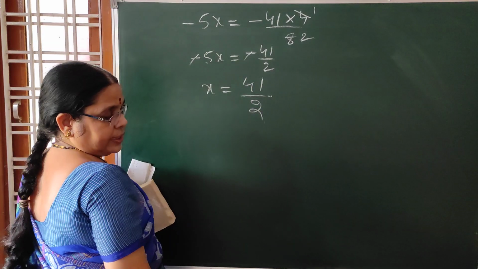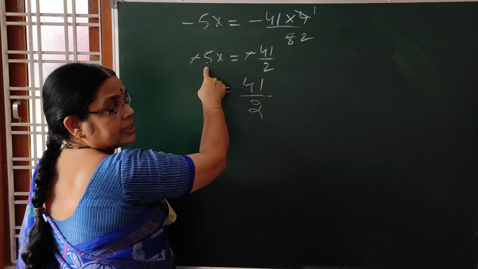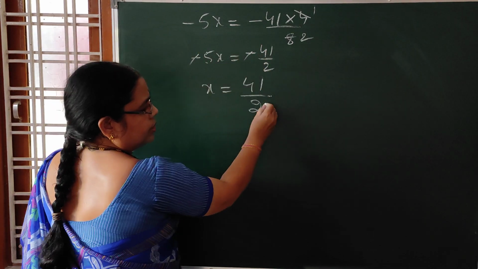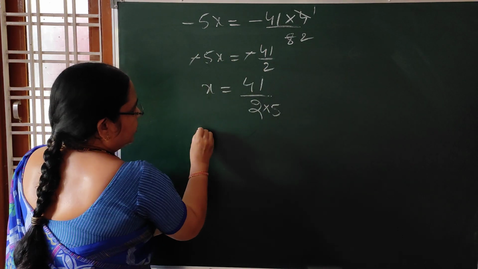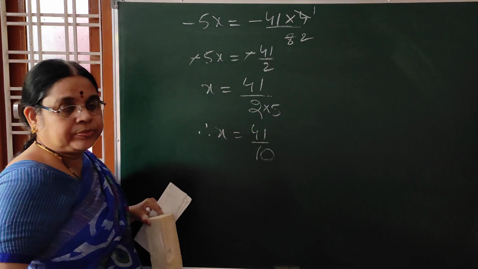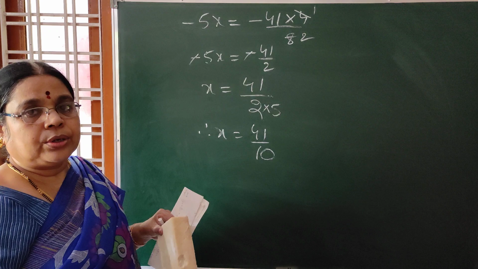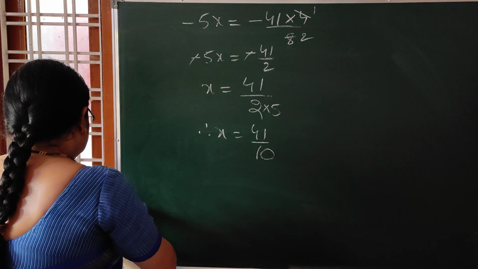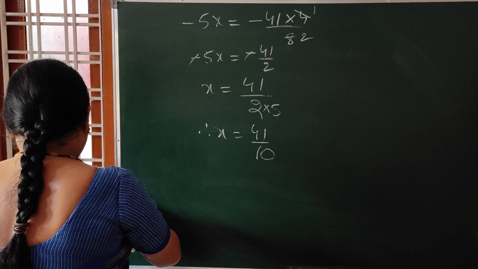41 by 2 you are having on the RHS. From the LHS, 5 is coming. This is into, it becomes divided by 5. Therefore x is equal to 41 by 10. The x value you got is 41 by 10. Now let us go to verification.